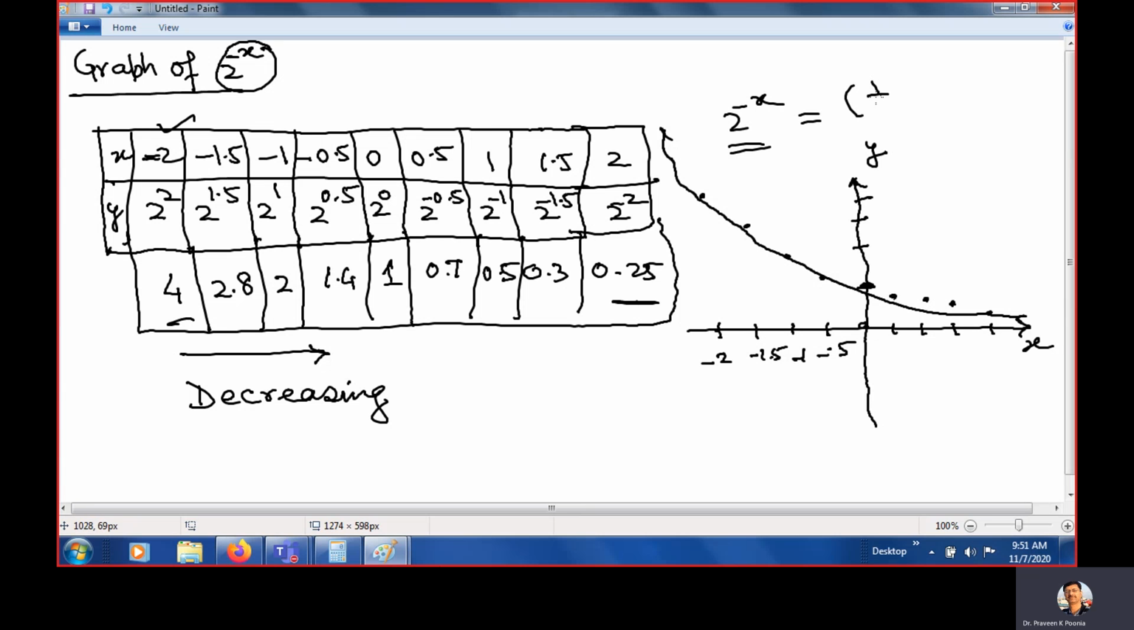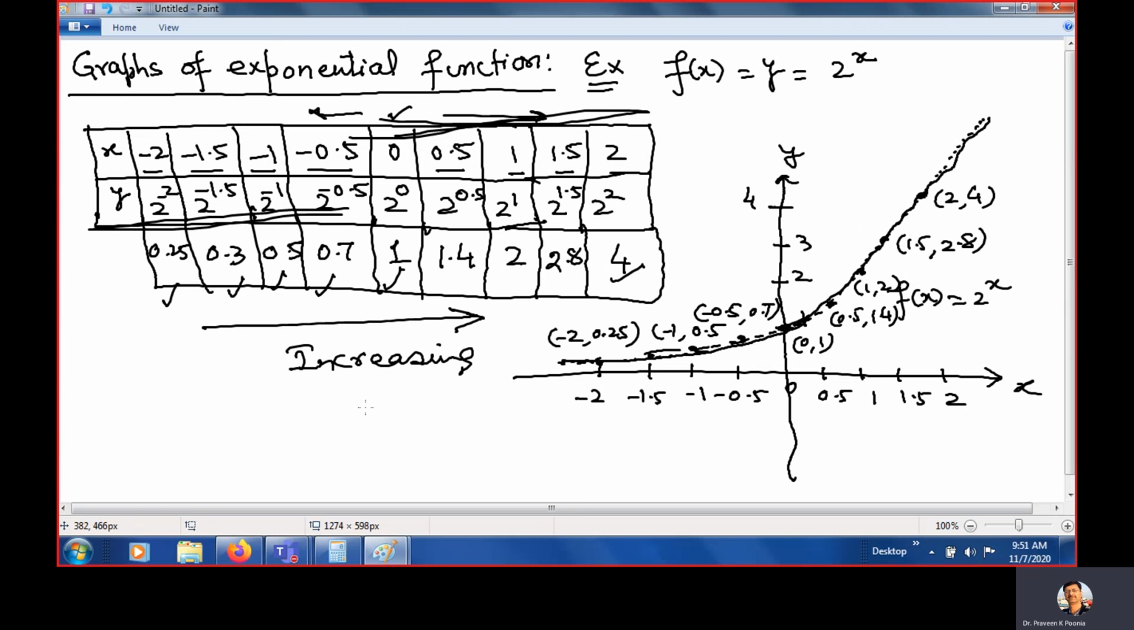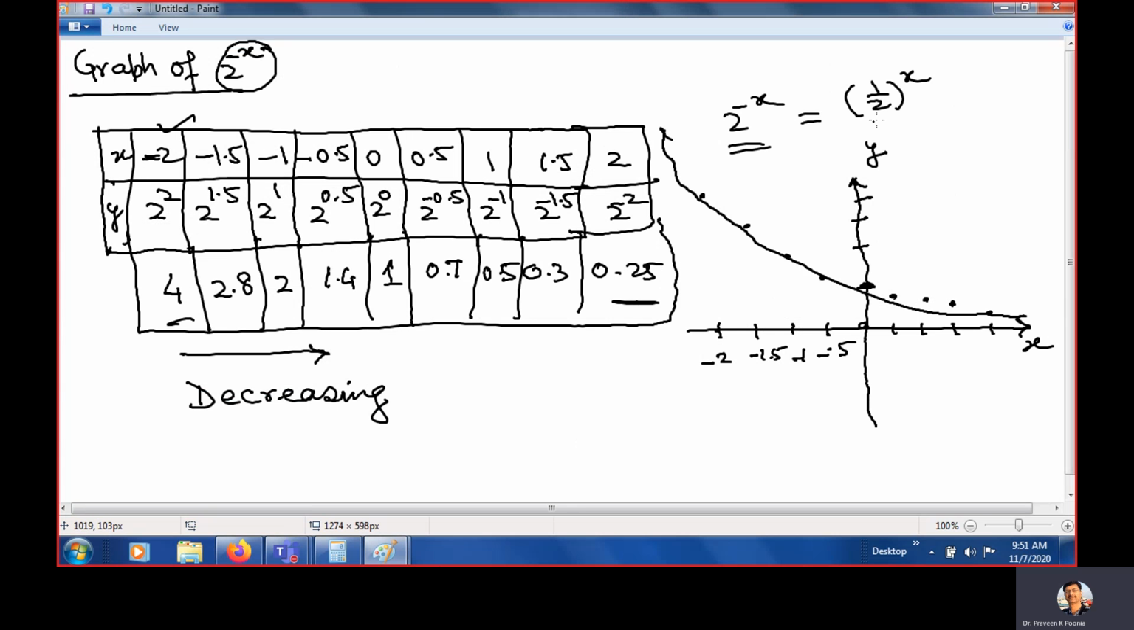Or you can write it as 1 upon 2^x. Both are the same. As I explained earlier in the previous chapter, here it is 2^x. 2^x means a is equal to 2, greater than 1, so the graph is increasing. But here, a is equal to how much? a is equal to 1 upon 2. 1 upon 2 means less than 1, so the graph is decreasing. Clear? So you can notice all these things from the graphs of an increasing function and a decreasing function.